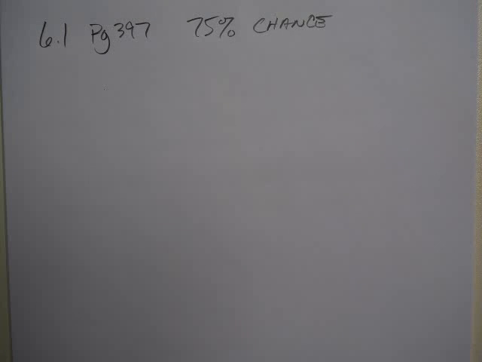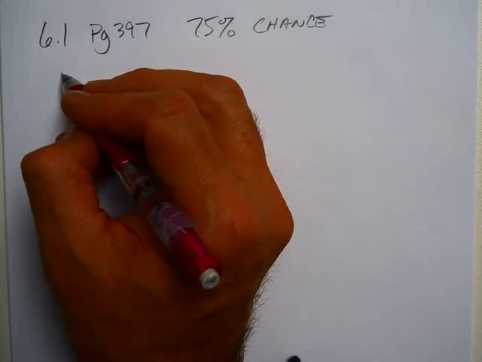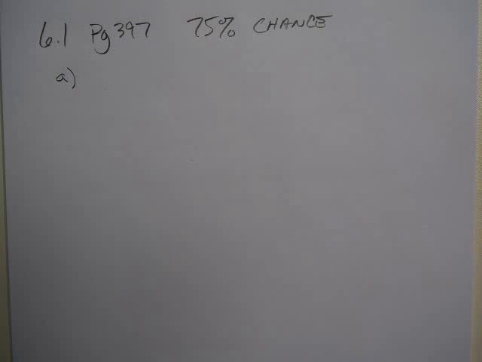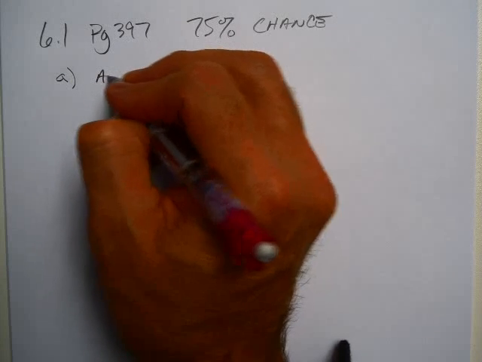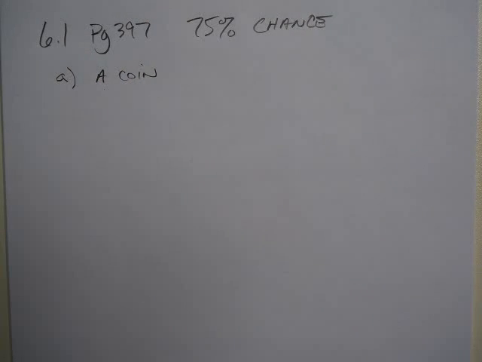The book asks us to figure out a way to use different probability tools to come up with a 75% chance of something happening. And the first thing they ask us to use is a coin. Clearly, if I flip a coin, I've got a 50-50 chance of it being one thing or another. How can I turn that into a 75% chance of something happening? Any ideas?